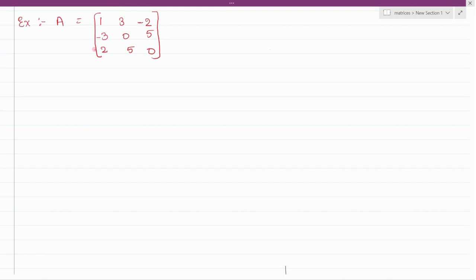In this example, we're going to discuss how to find the A inverse of order 3 cross 3 by using elementary column transformation. So this is the A matrix of order 3 cross 3. First, we need to find the determinant of A, that is 1 minus 25 minus 3 into minus 10 minus 2 into minus 15, we will get 25, which is not equal to 0. Therefore, A inverse exists.